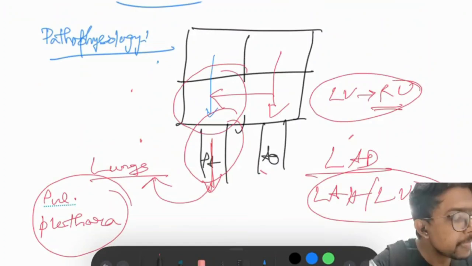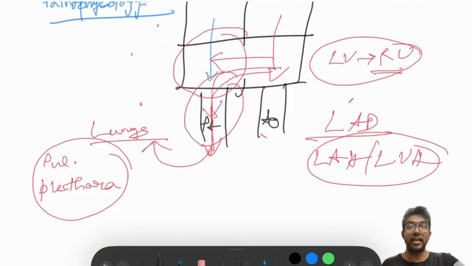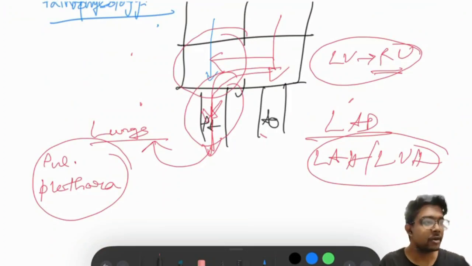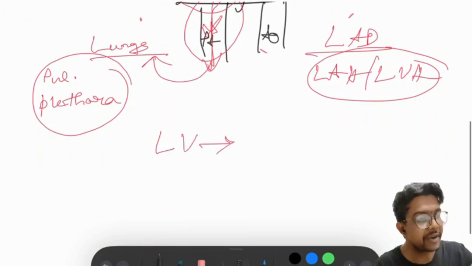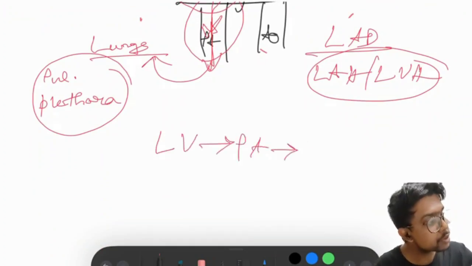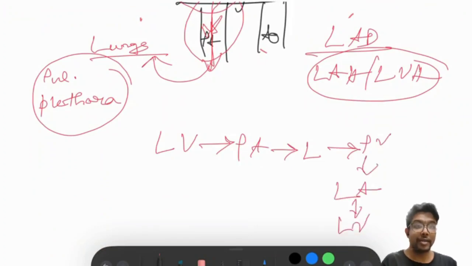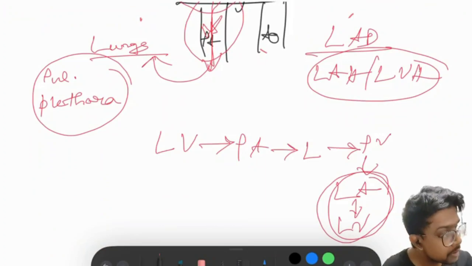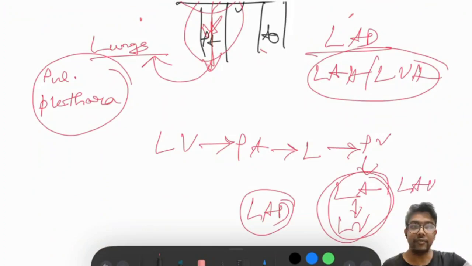Usually what happens? The blood will directly go from left ventricle to pulmonary artery, bypassing the right ventricle. It is a 2D diagram. When I discuss with you with a 3D diagram, it will be more clear to you. Now, from left ventricle, blood is directly going to pulmonary artery, then to lungs, then to pulmonary veins, to left atrium, then left ventricle. So there is more blood flowing towards the left heart, so there will be left axis deviation, due to left atrial hypertrophy or left ventricular hypertrophy.